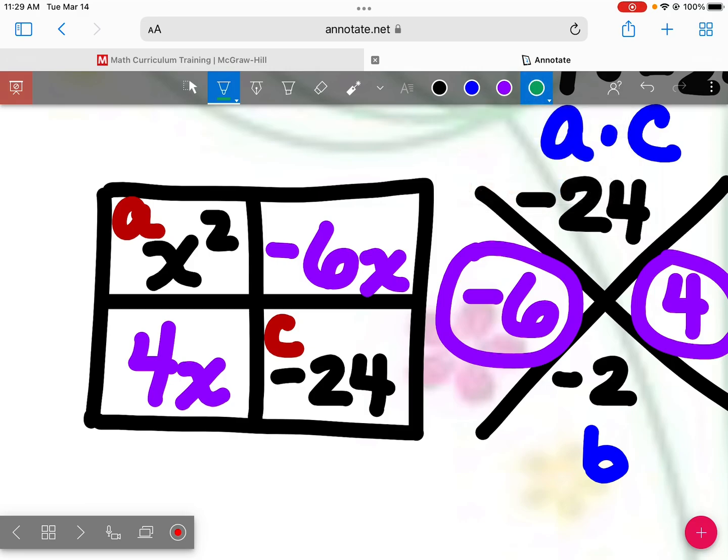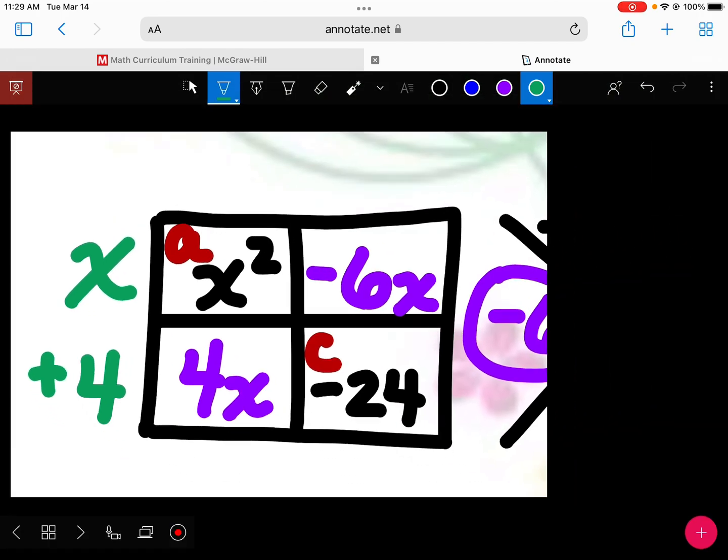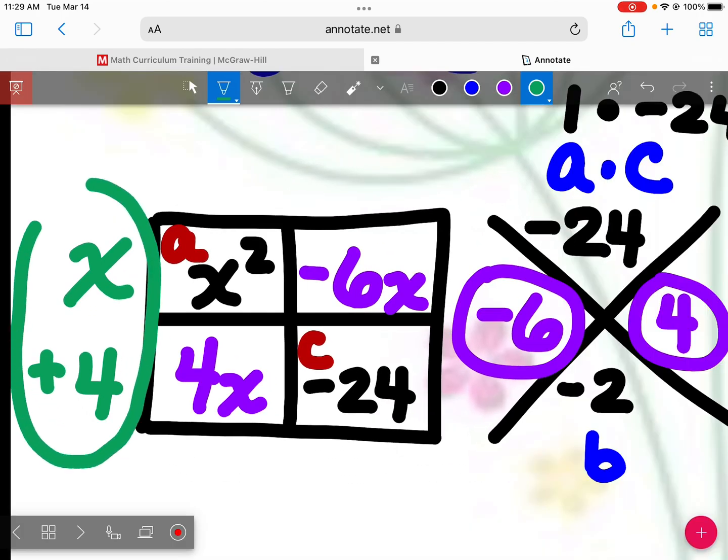And then we look at rows and columns. Top row, x squared and -6x. What can I take out of both of those? I can take an x out of each one. What about the bottom row, 4x and -24? What's the biggest thing that'll go into both of those? 4. Positive or -4? Positive. How do we know it has to be a +4? It's touching a positive box. The 4x right here that it's next to is positive, so I take that positive out.